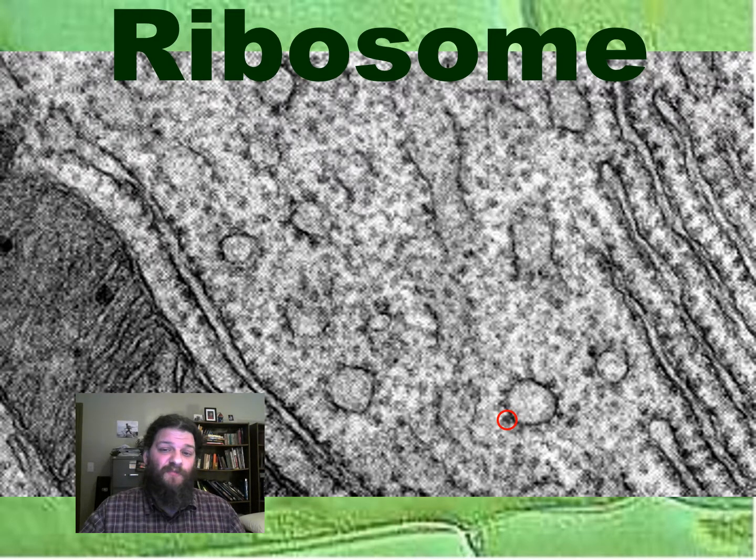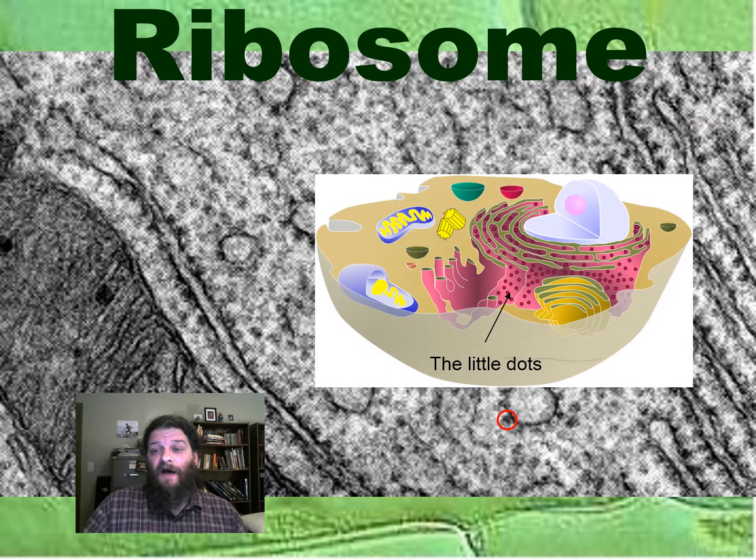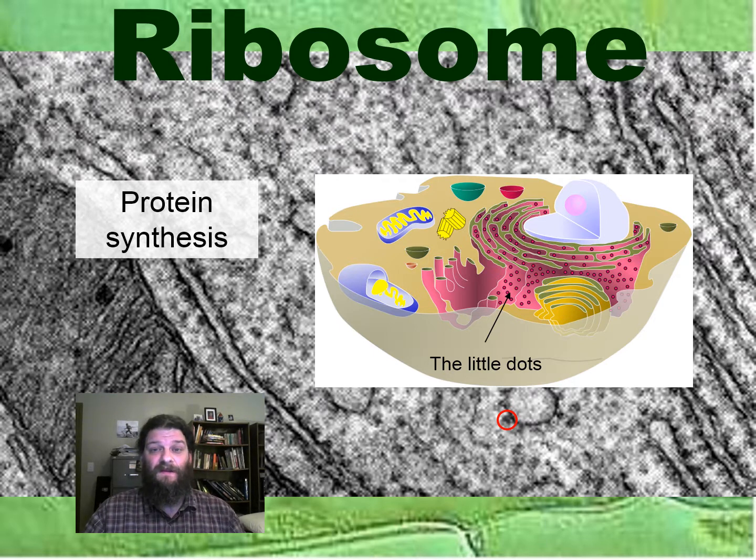They are the little tiny berries here. This is endoplasmic reticulum. This is a tube of endoplasmic reticulum kind of pointing out at us. And the little berries around the outside are ribosomes. They're going to be the little dots that you see on a diagram. Oftentimes they're associated with the endoplasmic reticulum, but not always. They are also floating around in the cytoplasm itself.